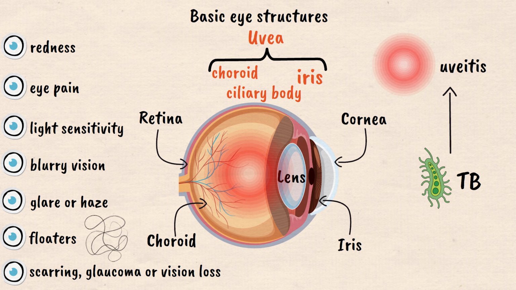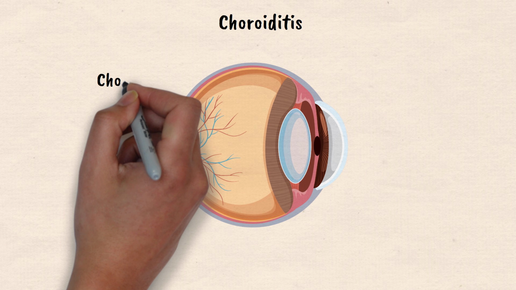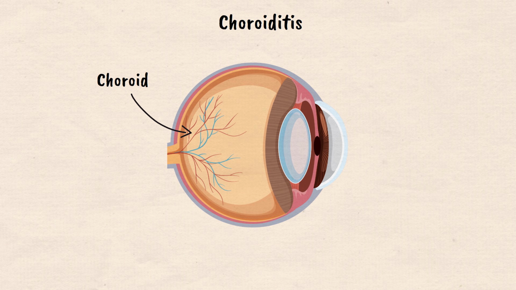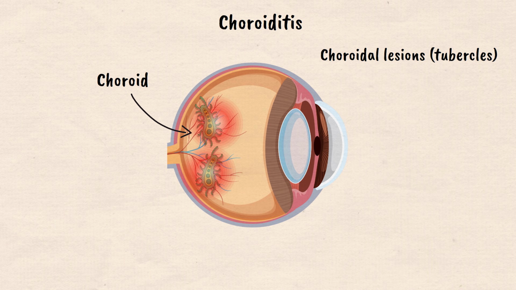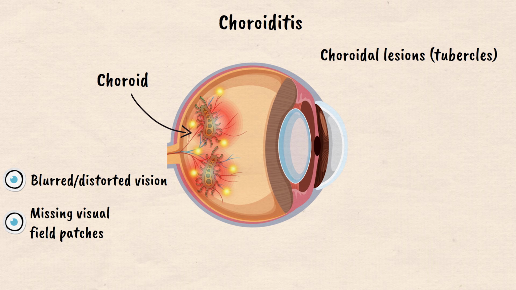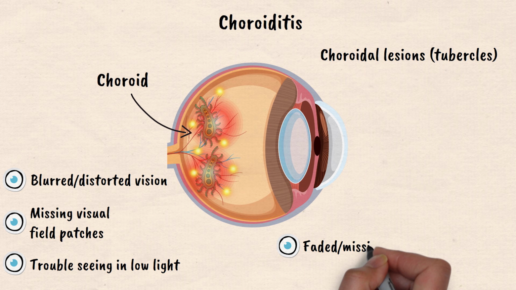Another important way TB affects the eye is through a condition called choroiditis. Remember, the choroid is the layer of blood vessels under the retina that nourishes it. When TB bacteria reach this layer, they can cause small areas of infection and inflammation called choroidal lesions or tubercles. On an eye exam, these can look like yellowish spots at the back of the eye. For the patient, choroiditis may show up as blurred or distorted vision, missing patches in the visual field, or trouble seeing in low light. In everyday terms, it can feel like parts of the picture are faded, missing, or out of focus.